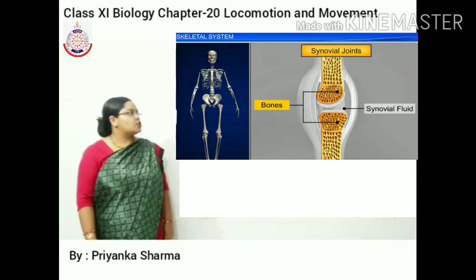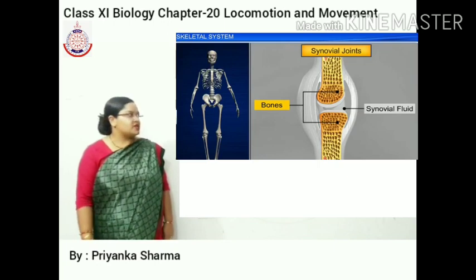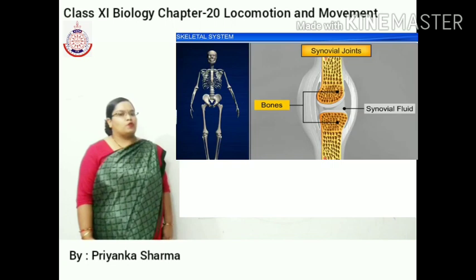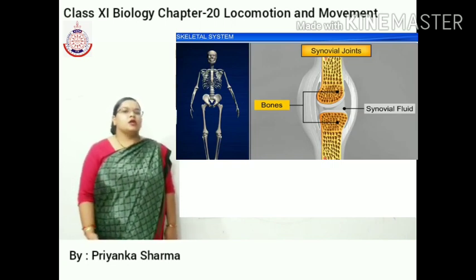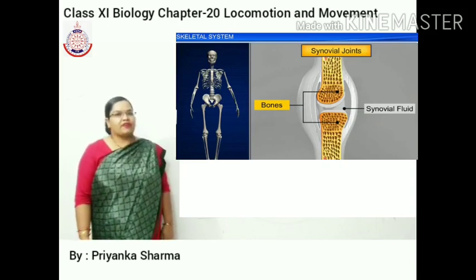Why is this joint known as freely movable joint? Because such an arrangement of two bones allows considerable movement, and this synovial joint helps in locomotion and many other movements. Let's study about the different types of synovial joint.